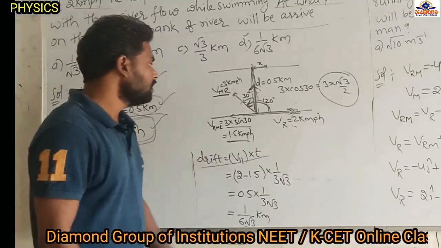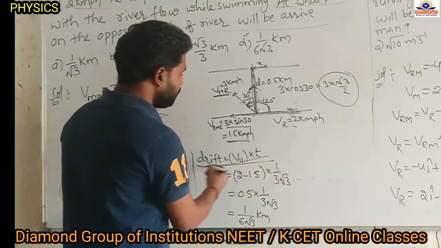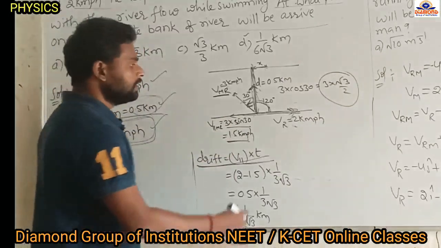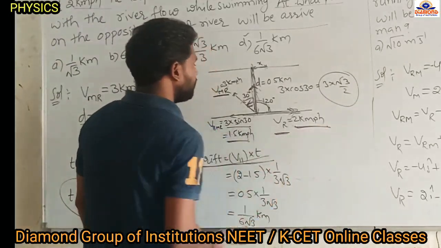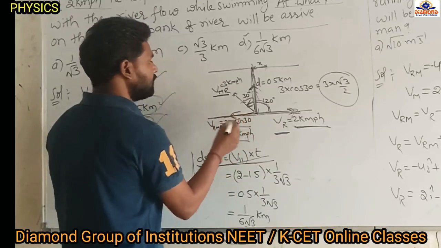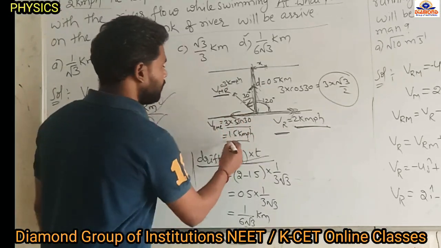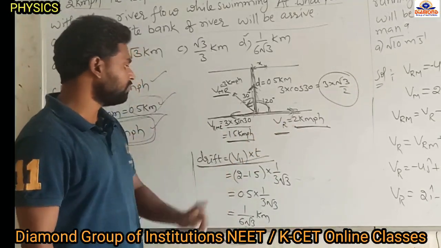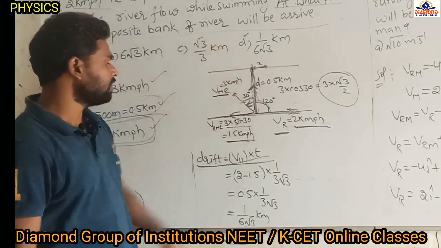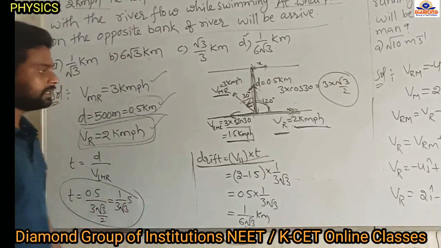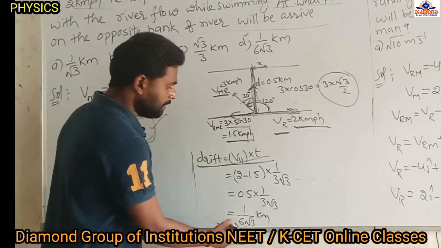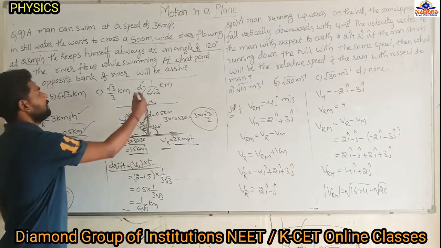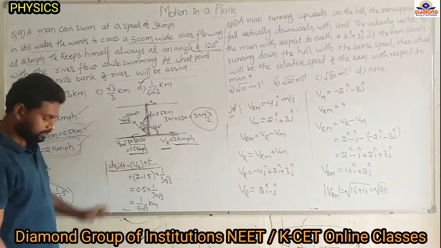Okay, time found. Now, to find the drift, we consider the velocity in the horizontal direction. The river velocity is 2 km per hour, and in this direction the velocity of the man with respect to the river is 1.5 km per hour. The resultant velocity is 2 minus 1.5, which is 0.5, multiplied by the time to cross this river. How much time is it taking? 1 by 3 root 3, and substituting we get 1 by 6 root 3 kilometers. So now the drift is 1 by 6 root 3 kilometers. Like this we have to solve the problem.